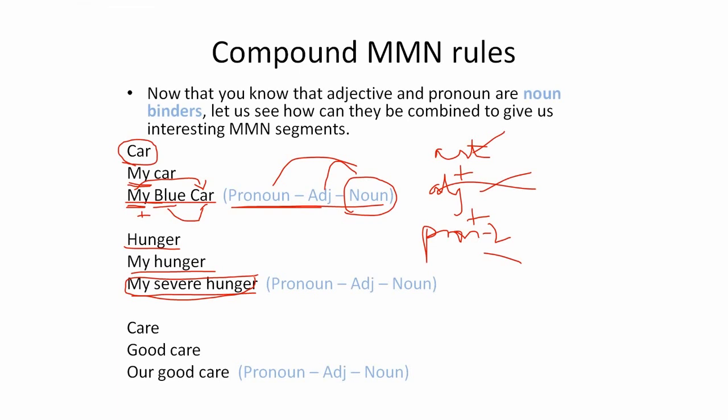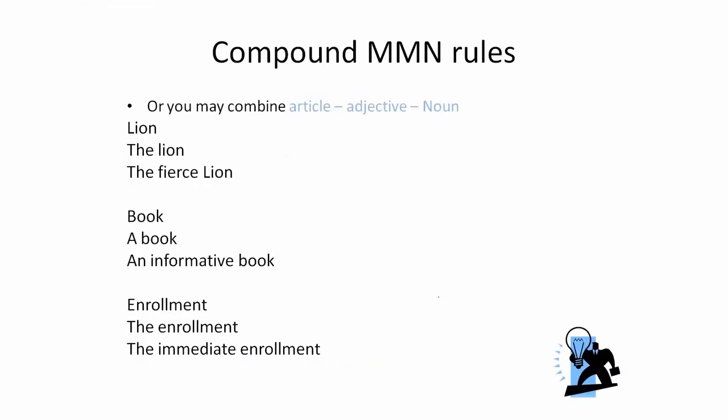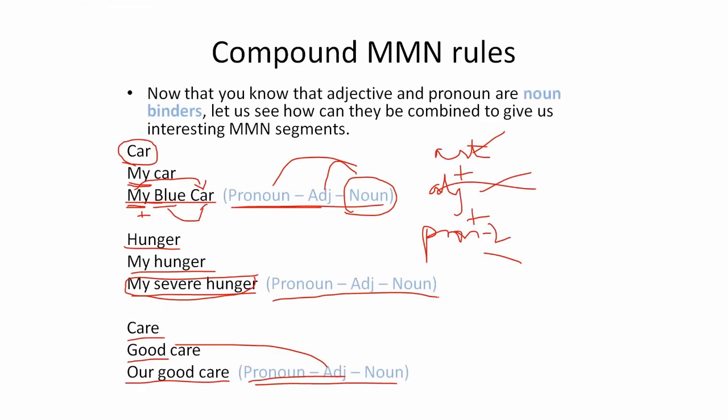This is how we can make better conditional sentences also. Okay, now let's see this one. Care. I can just simply add an adjective and say good care, or now I can add both pronoun and adjective and say our good care. So what's the compound MMN rule here? You can mention pronoun, adjective, noun in the segments page. Okay, write this down first. Write the pronoun, adjective, noun as a new compound MMN segment in the segments page.